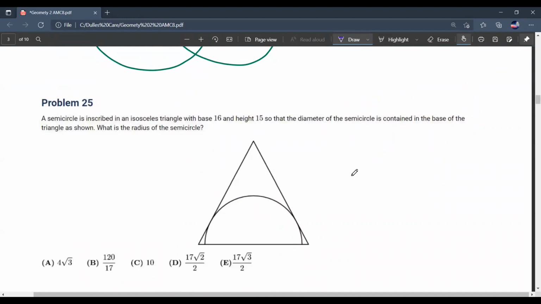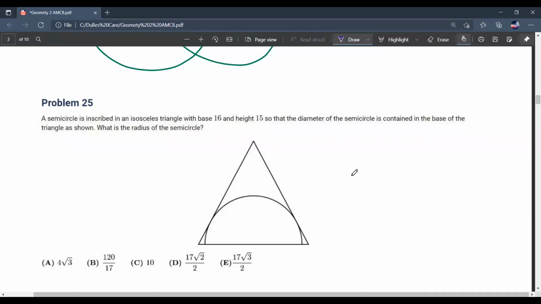So now let's look at problem 25. A semicircle is inscribed in an isosceles triangle with base 16 and height 15, so that the diameter of the semicircle is contained in the base of the triangle shown. What is the radius of the semicircle?